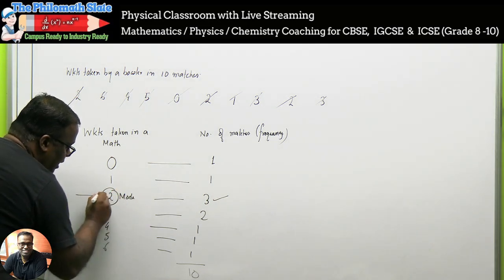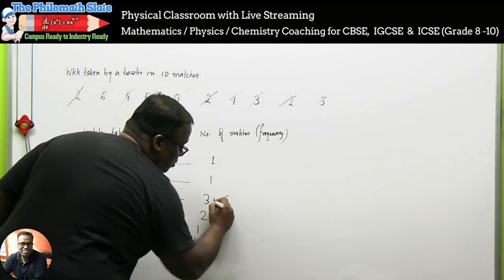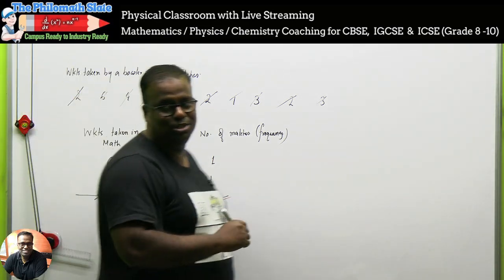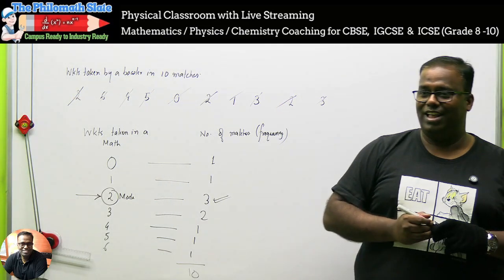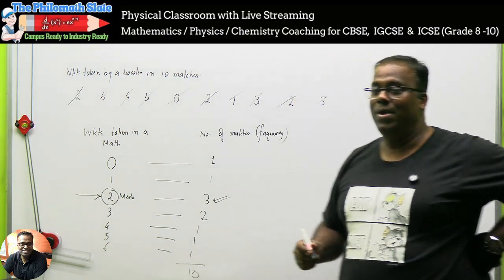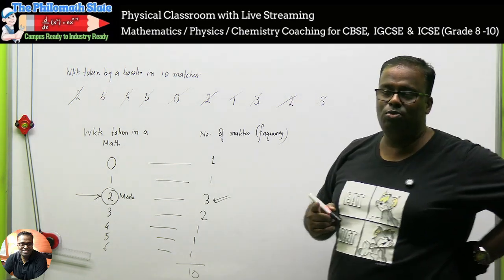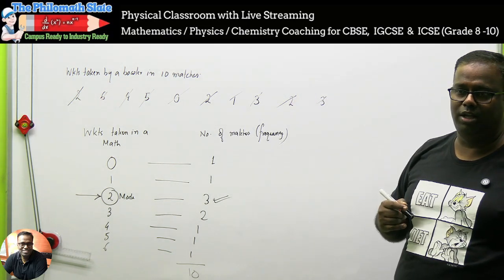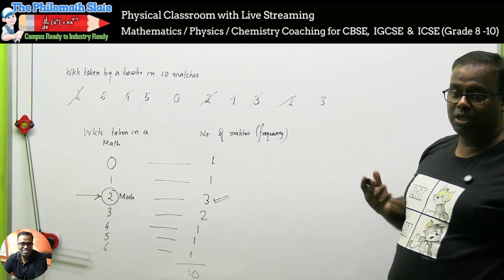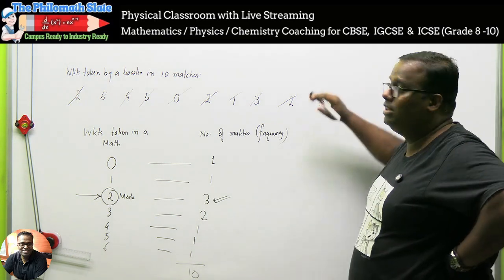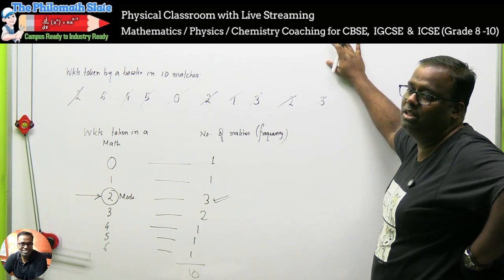You declare this as the mode based on this figure. Try to understand this. By the frequency: mode is the one that appears the most. Appearing is nothing but frequency. The one that appears the most, the one that repeats the most.